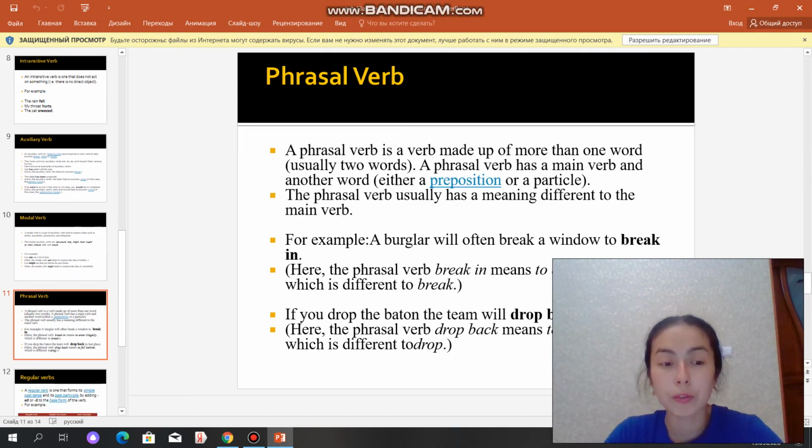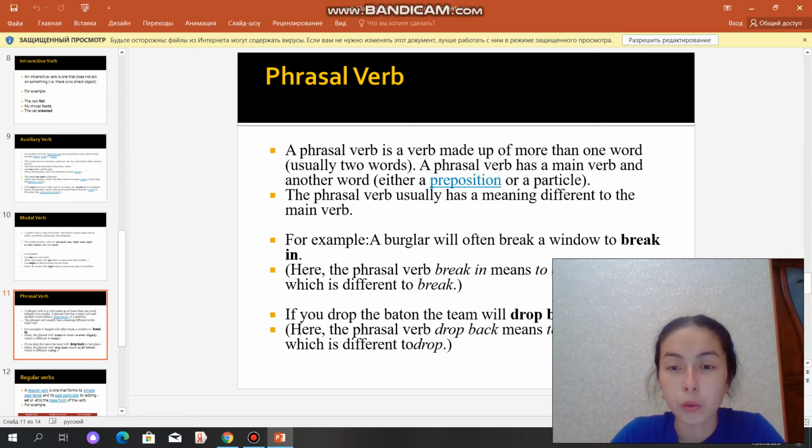Phrasal verb. A phrasal verb is a verb made up of more than one word, usually two words. A phrasal verb has a main verb and another word, either a preposition or a particle. Фразовый глагол состоит из главного глагола и другого слова. Это может быть предлог. The phrasal verb usually has a meaning different to the main verb. Значит, фразовый глагол обычно имеет другое значение, чем сам глагол.